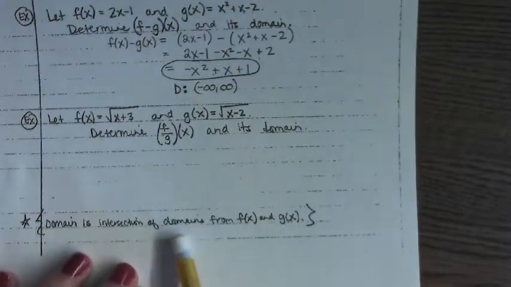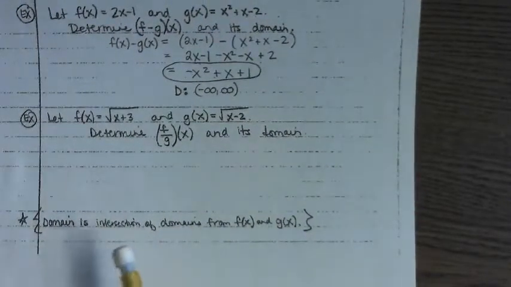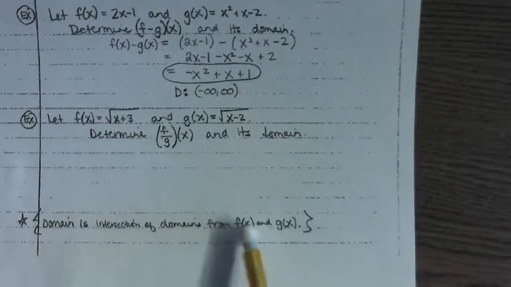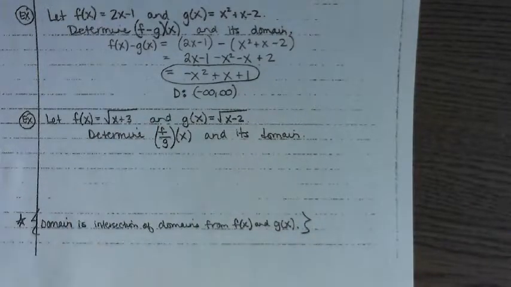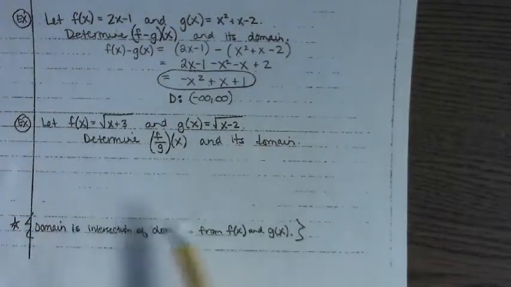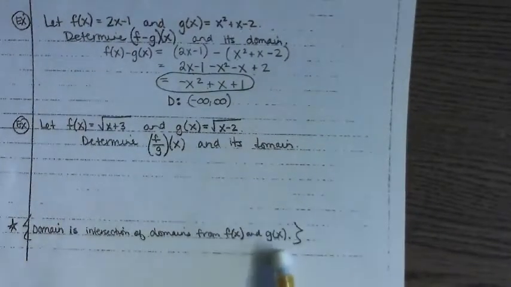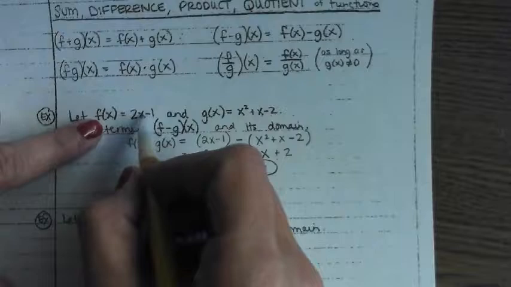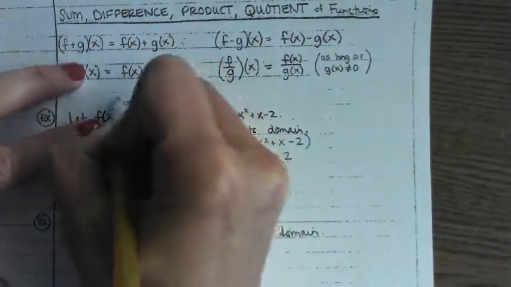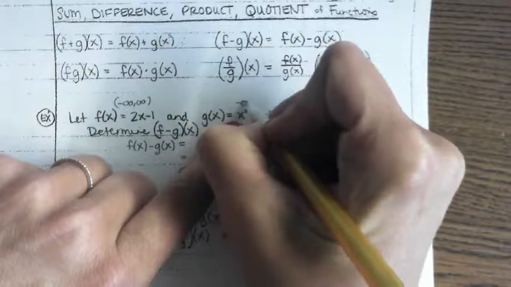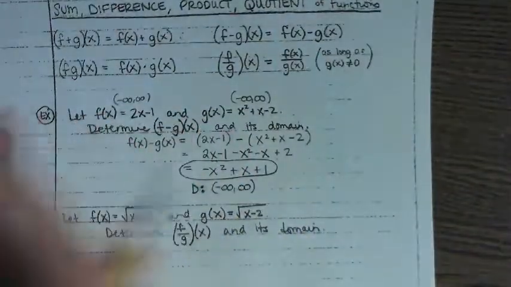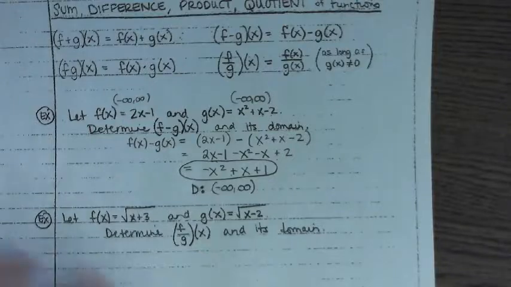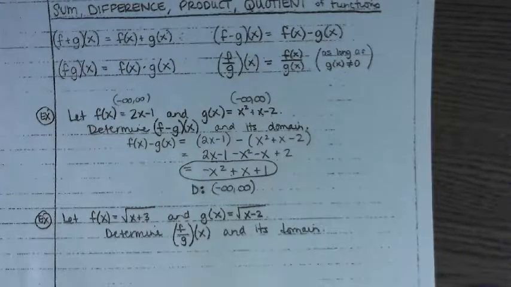Okay, and down below, I'm going to talk about this now. I have this little star. The domain is the intersection of the domains from f of x and g of x. So the domain, once you compose these functions, is going to be a result of the intersection of the two individual ones. So if you go back to this example, you can see that happening because the domain of a linear is negative infinity to infinity, and the domain of a quadratic is negative infinity to infinity. So the intersection and the overlap of those two is negative infinity to infinity. They are entirely in common, and therefore that's the domain of our resulting function.